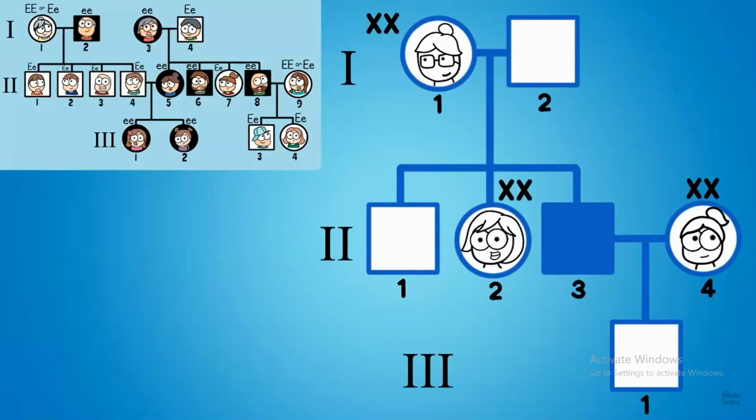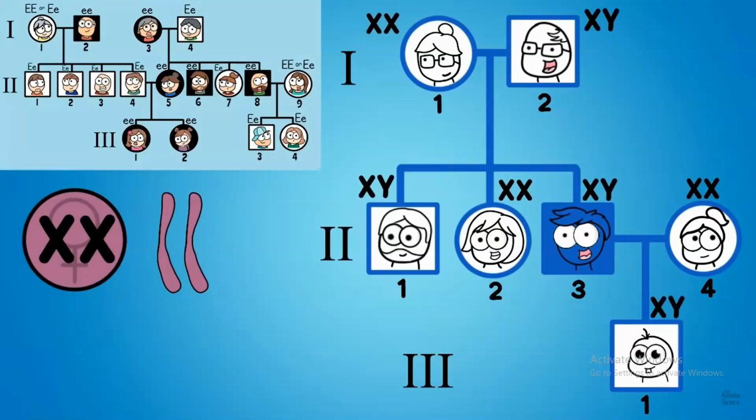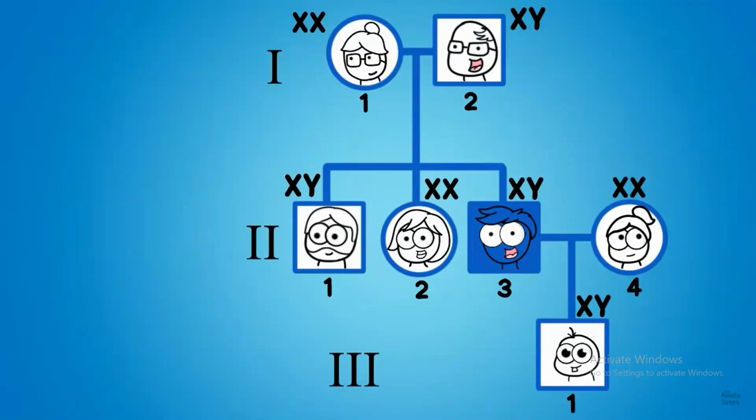First of all the females, the circles, should have an XX to indicate 2 X sex chromosomes. Remember, females have 2 X chromosomes. Males should have an XY to indicate an X and a Y sex chromosome. That's always a good thing to do first. Now remember that we were told this pedigree is tracking sex-linked recessive traits. So the shaded one here has the sex-linked recessive trait.